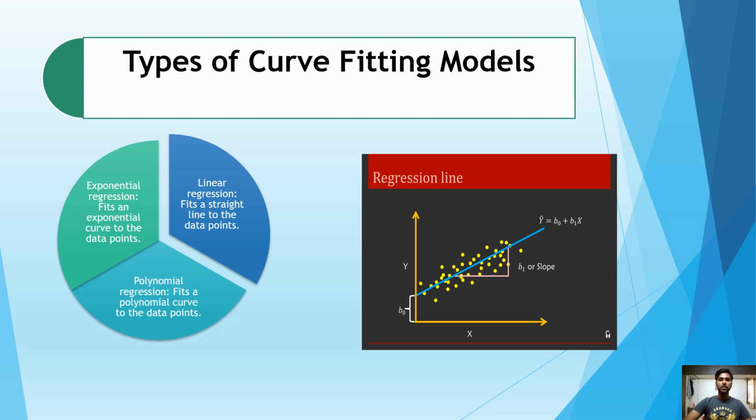Now let's see the types of curve fitting models. The first one is linear regression. Fits a straight line to the data points. The second one is polynomial regression. Fits a polynomial curve to the data points. The third one is exponential regression. Fits an exponential curve to the data points.